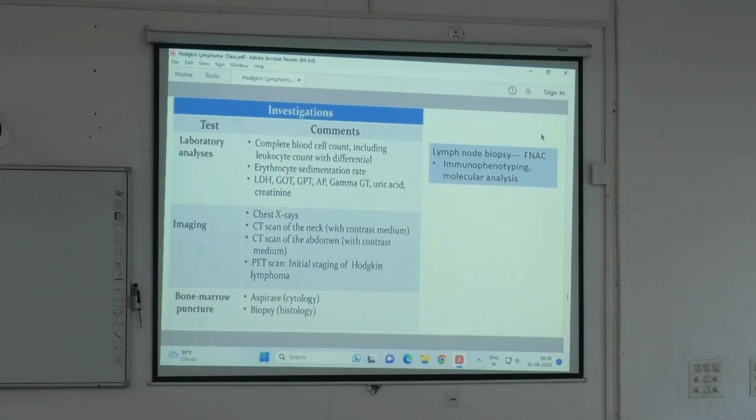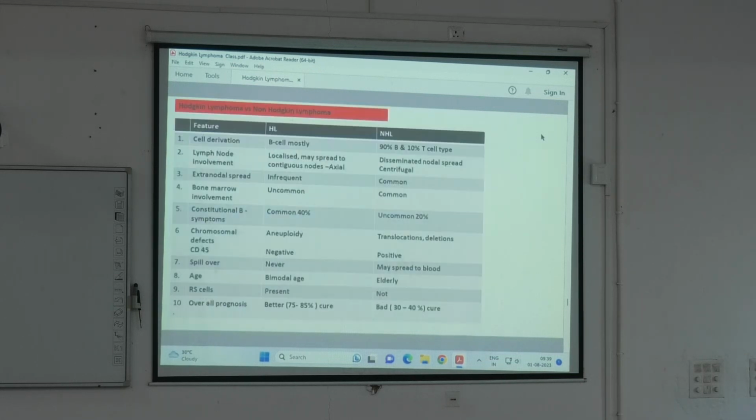Other routine laboratory tests and image diagnosis, that is MRI and CT, can help show the site of involvement of the lymph node, whether it is nodular, diffuse, or a group of lymph nodes that are affected. Peripheral blood examination and bone marrow examination are the suggested investigations for diagnosis of this case.